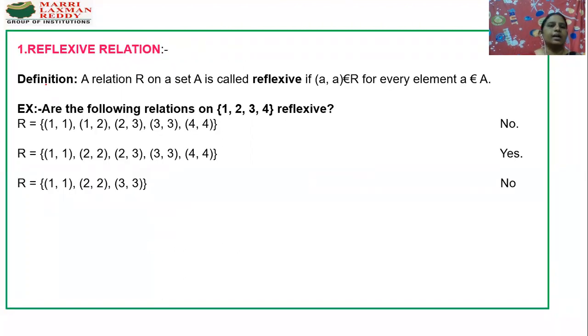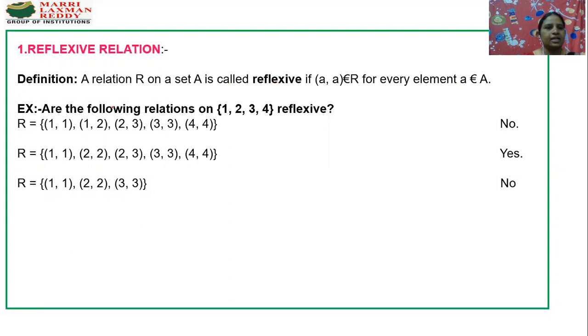Coming to the first type, that is called reflexive relation. What is the definition of reflexive relation? A relation R on a set A is called reflexive if (a, a) belongs to R for every element a belonging to A. What does A represent? A set. Suppose the set contains three elements, all three elements (a, a) should belong to R, then it is called a reflexive relation.